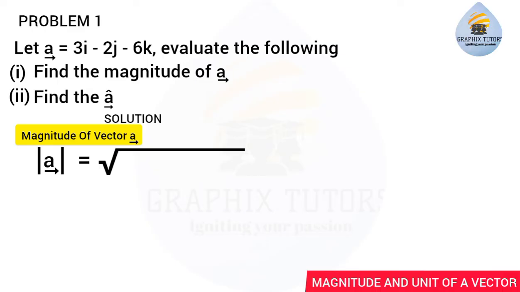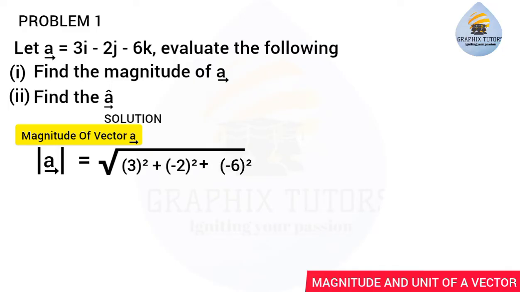So to look for the magnitude of this given vector, we have to square the components, right? And add them, then look for the square root in this fashion. So I will say that the magnitude of vector A will be equal to the square root of, take the coefficient of the dimension i, that will give us 3 squared, plus take the coefficient of the dimension j, that will be minus 2 squared, plus take the coefficient of k, you'll be having minus 6 squared. Are we together now?